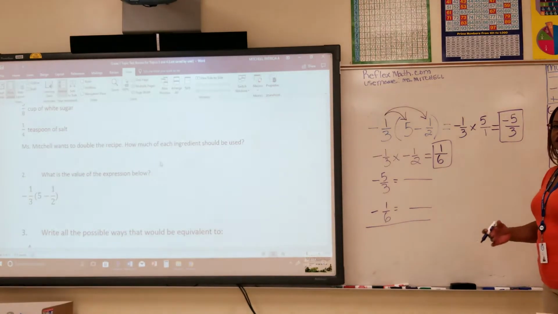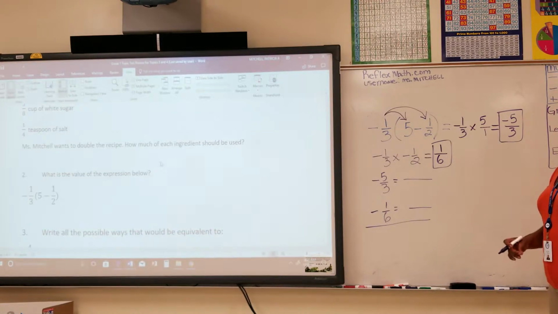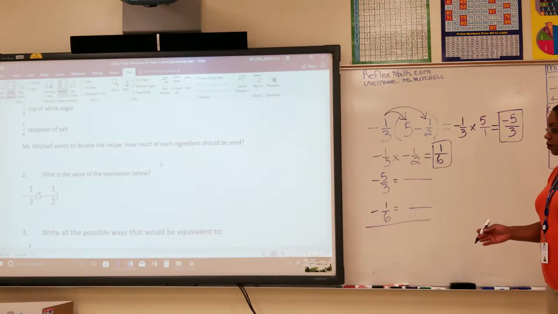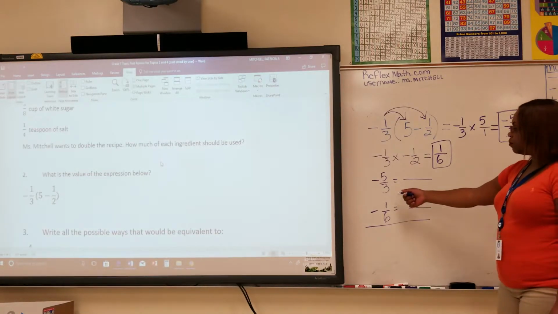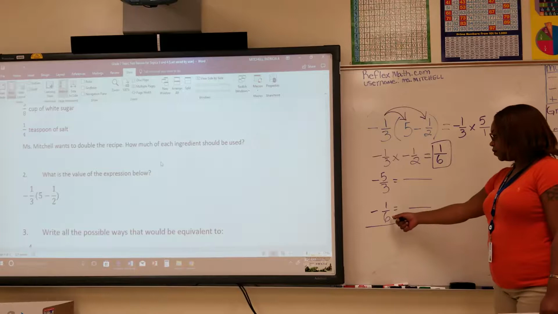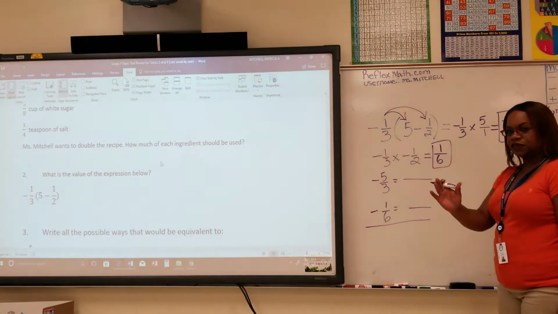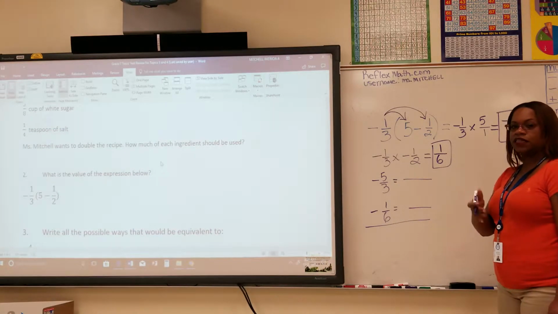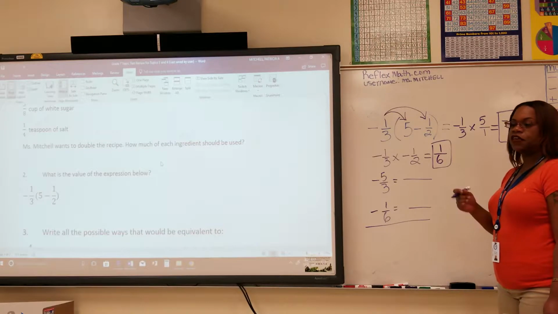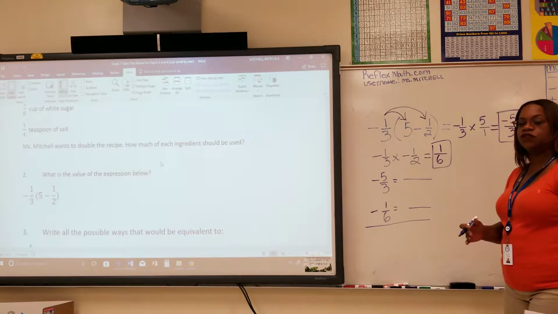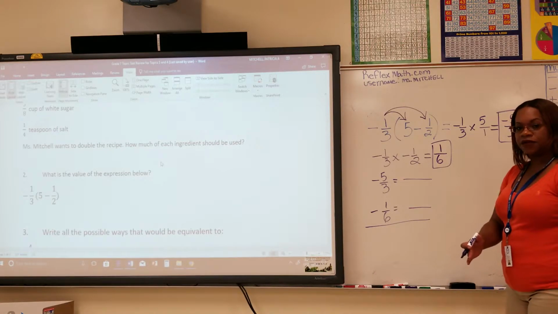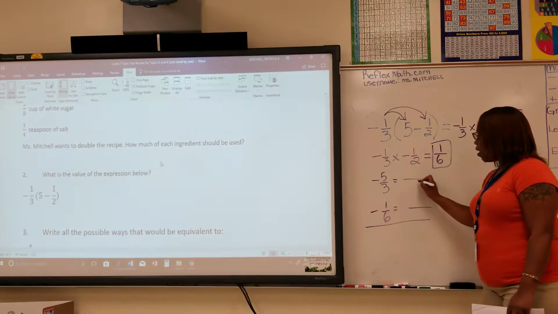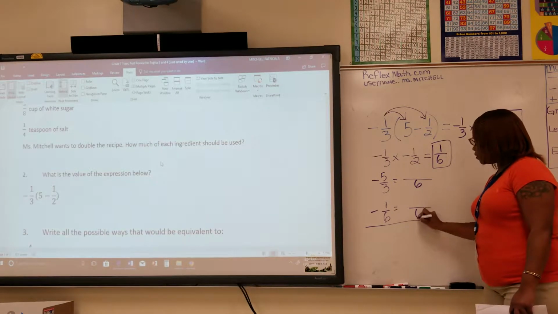So when we find our least common denominator, what I like to do is just list multiples. So the multiples of 3, 6. Oh, multiples of 6, 6. And we can stop there. Why? Because that's the least common denominator. There's no need to go further, because if we do, we'll have to reduce later, okay? So our least common denominator is 6.